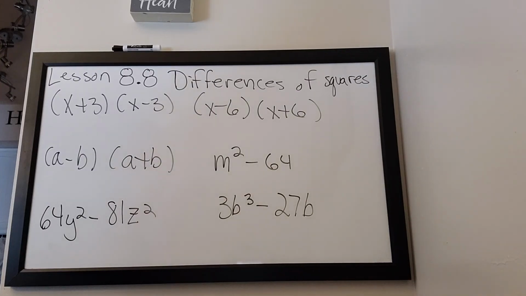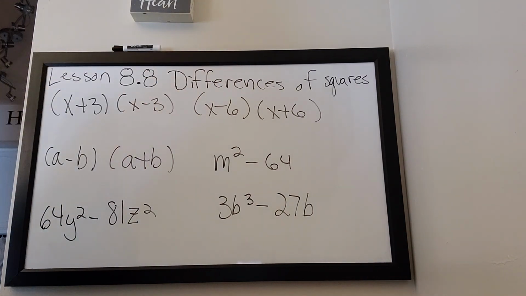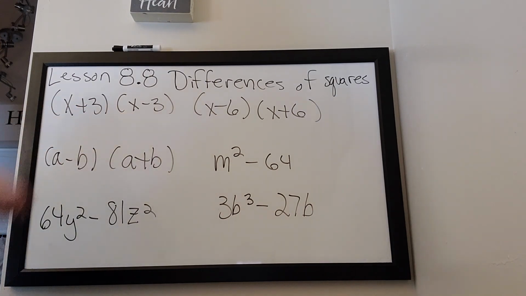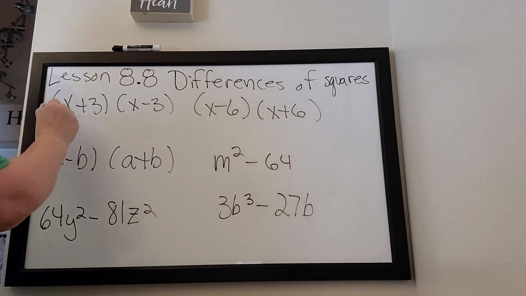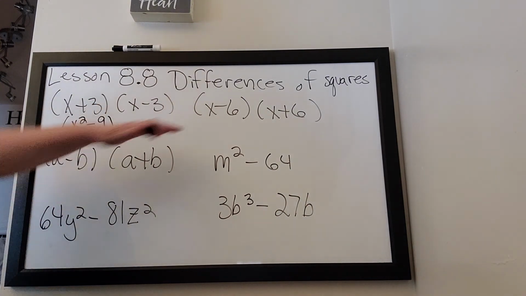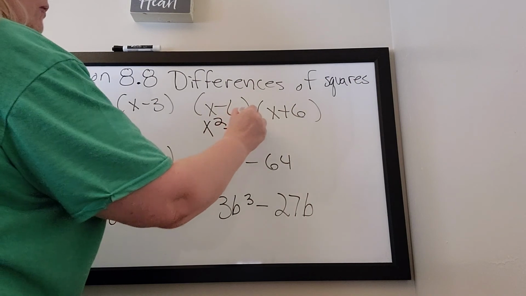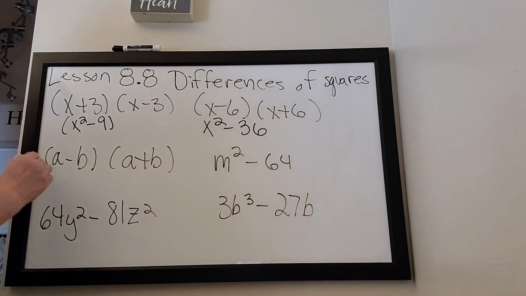Okay, we are getting down to the last few lessons, and we are starting lesson 8.8, differences of squares. Do you remember when we were multiplying polynomials? If they were the same numbers, 1 plus, 1 minus, then the answer was the square of the first minus the square of the second. Same numbers, plus, minus, square of the first minus square of the second. Same numbers, in this case they're letters, square of the first minus square of the second.